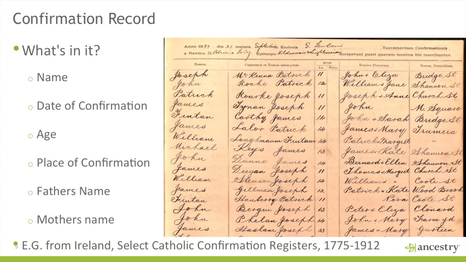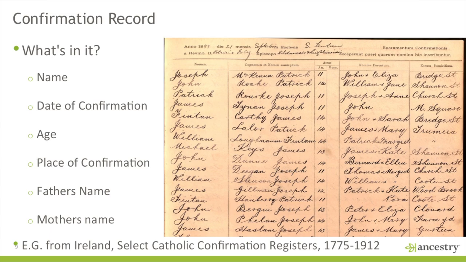From a confirmation record perspective, you'll get the name, the date of the confirmation, the age of the child as well, which is very helpful to indicating the birth year and which you should be looking, as well as the baptismal record. The place of confirmation in terms of the parish. And again, I have seen on occasion where father's name and mother's name have been recorded.